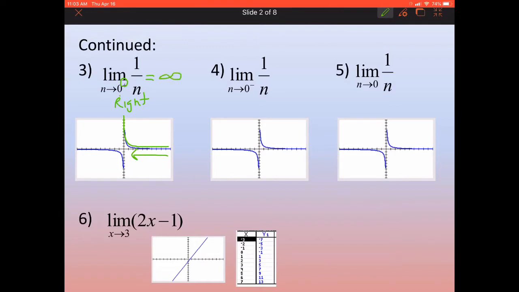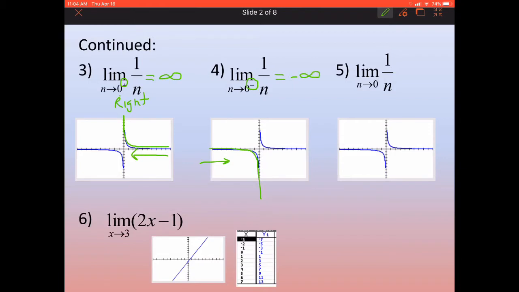to infinity. And then for example 4, I have the exact same function, but this time we have the negative. So this time we are approaching from the left side, so we're going to approach 0 again, but from this side. So it looks like our function's decreasing forever and ever, so we're going to negative infinity.